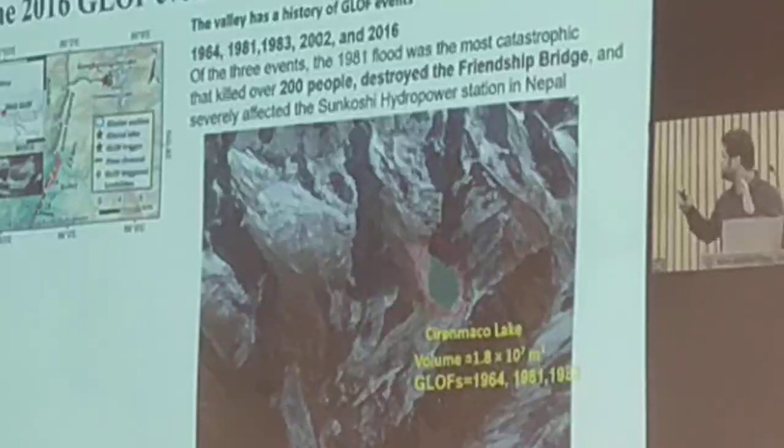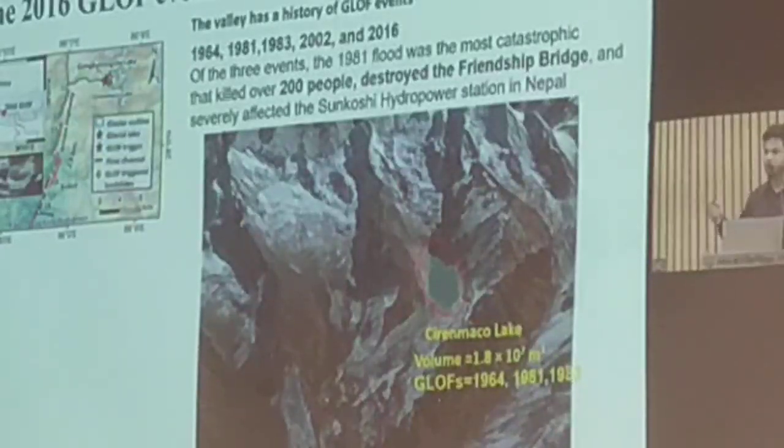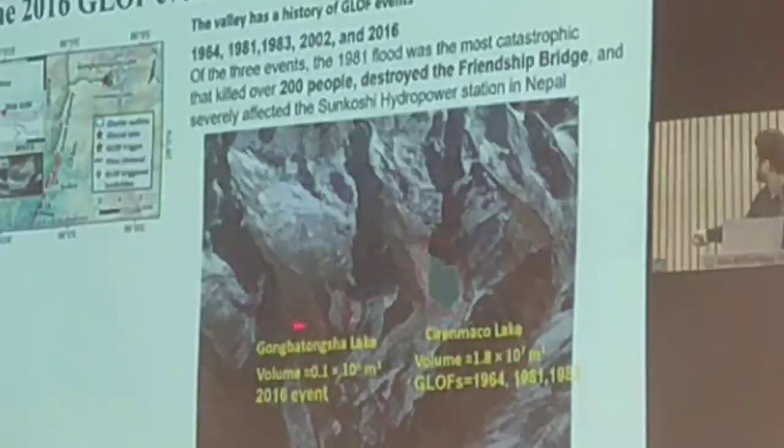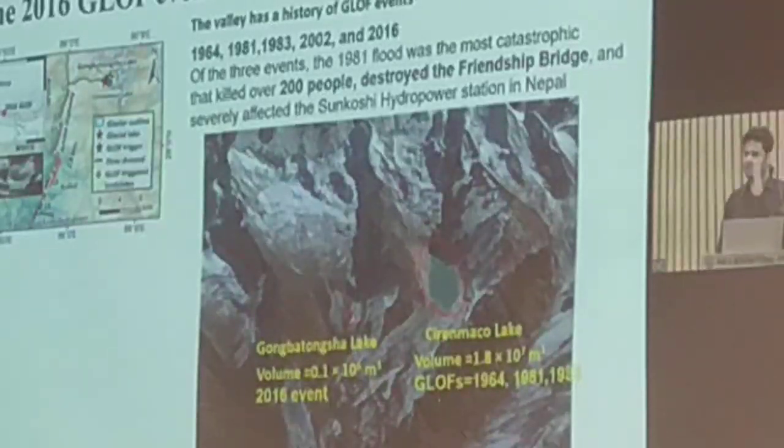You can see it's a huge, big lake. But you'll be shocked to know this 2016 event occurred from this tiny lake next to it, which is unbelievable. It's just 100 times smaller than the lake of the previous events. But the impact of this particular event was equally similar to what this bigger lake has created.